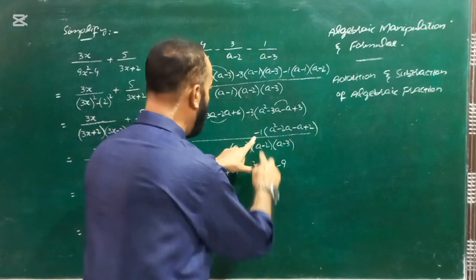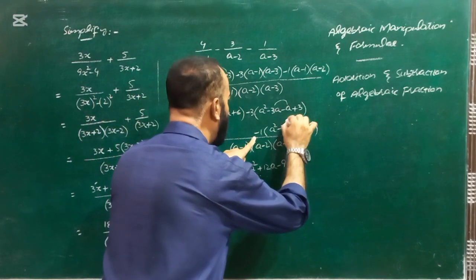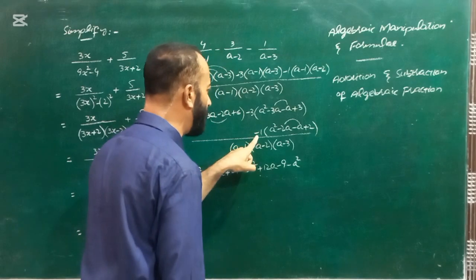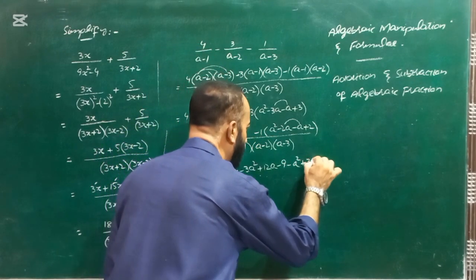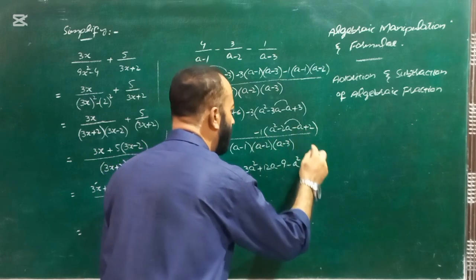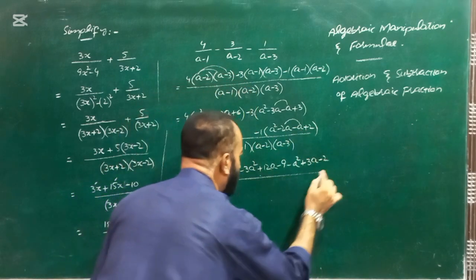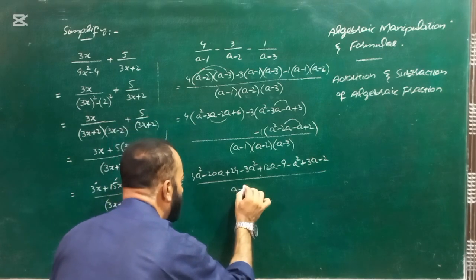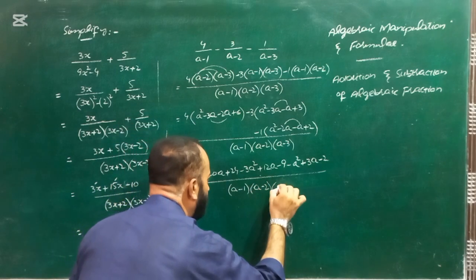Okay, now here minus a square. This will become minus 3a, but because of this minus sign it will become plus 3a. And minus 2, and the denominator is still there. That is (a minus 1) into (a minus 2) into (a minus 3).